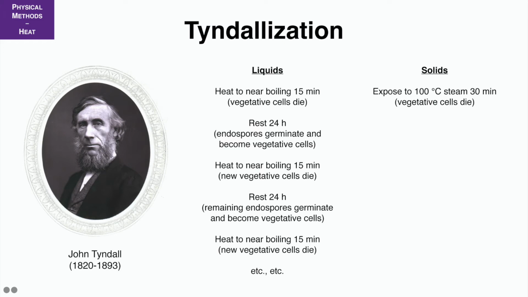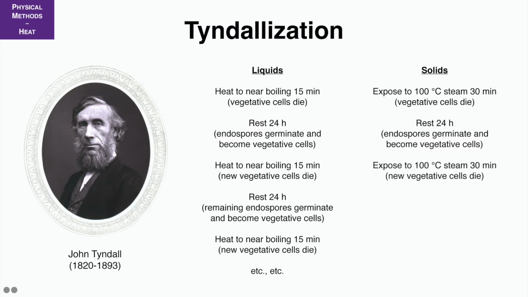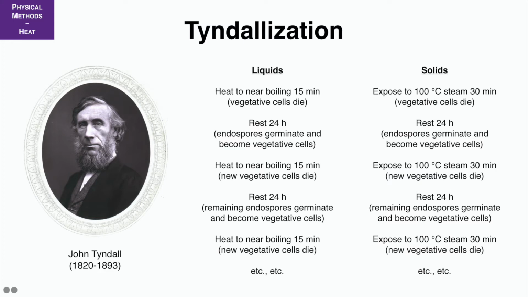The solid medium is exposed to hot steam for 30 minutes, which kills vegetative cells. The medium is then allowed to cool down for 24 hours, which allows spores to germinate and become vegetative cells. Any new vegetative cells are then killed by another exposure to hot steam for 30 minutes. These steps are then repeated as before. As with boiling, Tyndallization is rarely used today, except where there is no access to modern heat sterilization equipment.